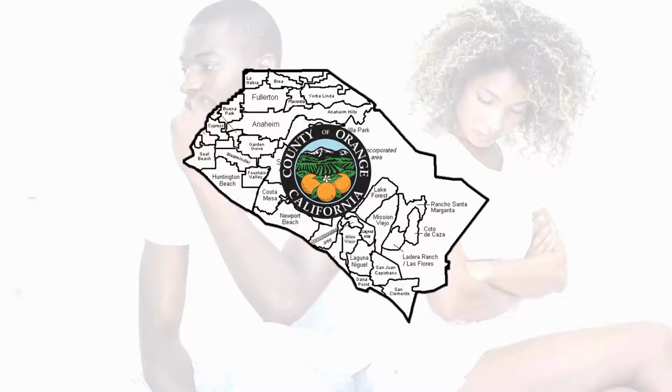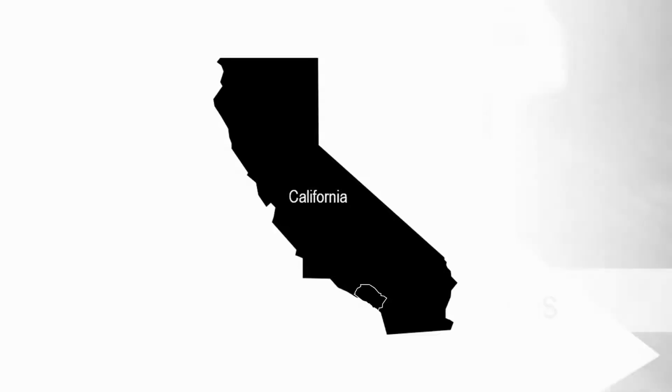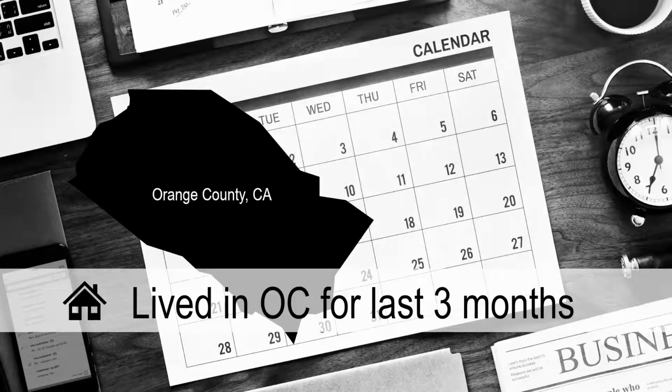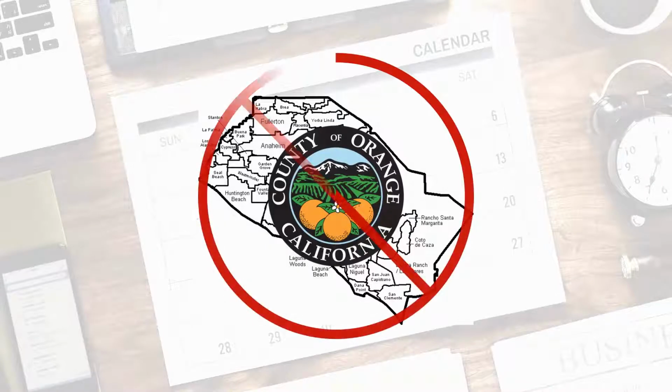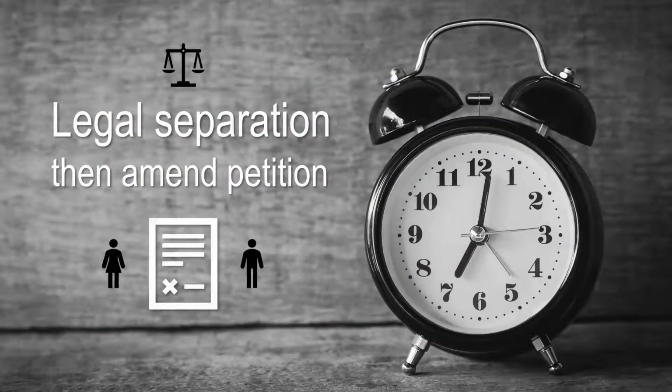If you are married and want to get a divorce in Orange County, you must meet California's residency requirements. This means that either you or your spouse must have lived in California for the last 6 months and Orange County for the last 3 months. If you do not meet these requirements, you cannot file for divorce in Orange County at this time. If you do not want to wait to file your case, you can first file for legal separation. Once enough time has passed that you meet the requirement, you can file what's called an amended petition and ask the court to change the legal separation into a divorce case.